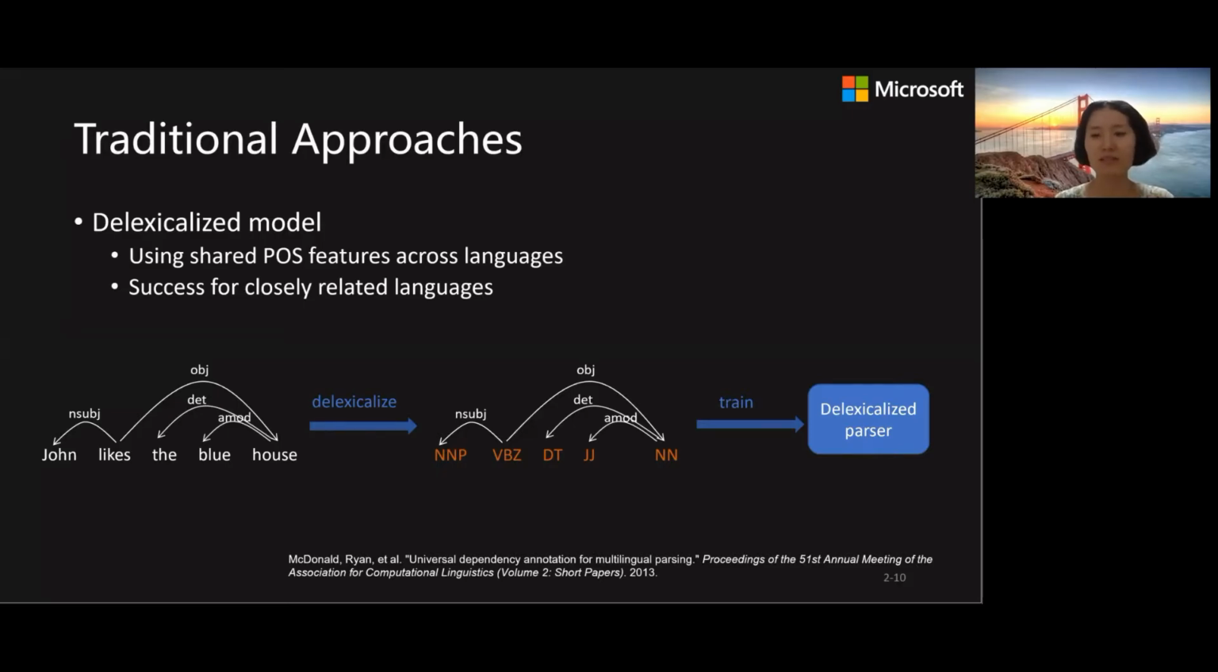We can see that the delexicalized model does not rely on language-specific lexicon, and it only uses shared part-of-speech features across languages. So it shows some success for closely related languages. However, since the part-of-speech features only carry some coarse-grained information, its performance is limited, especially when the target language and source language are far away from each other.